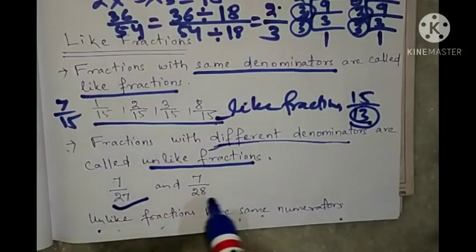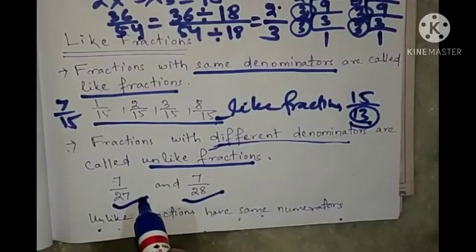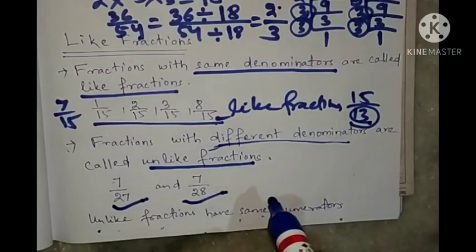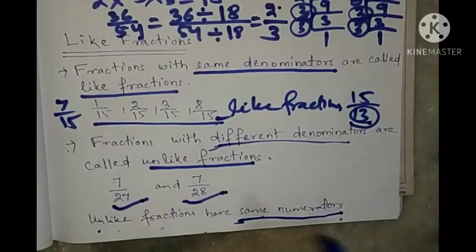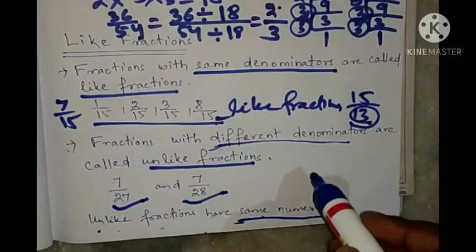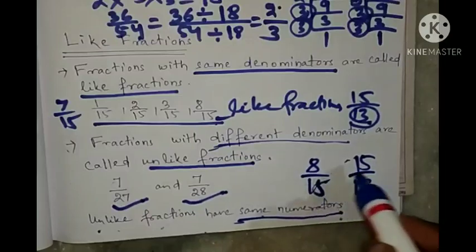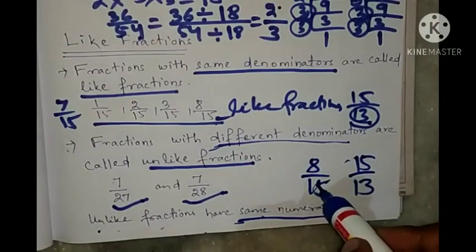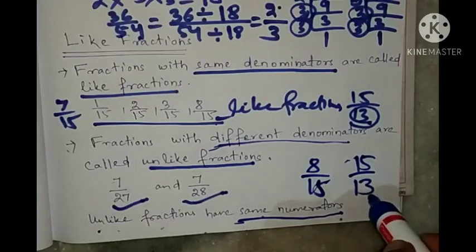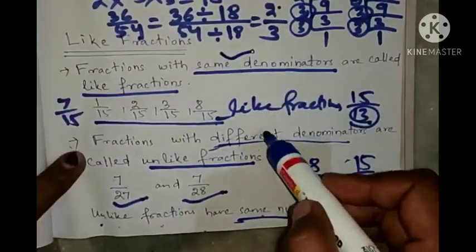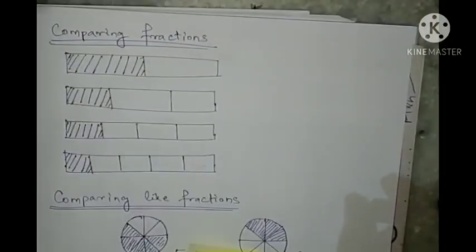Look here, one has denominator 27 and one has 28. So 7 by 27 and 7 by 28 are unlike fractions. Unlike fractions sometimes have the same numerators, as you see here. Also 8 by 15 and 15 by 13 are unlike fractions, since they have different denominators. So like fractions have the same denominator, unlike fractions have different denominators.